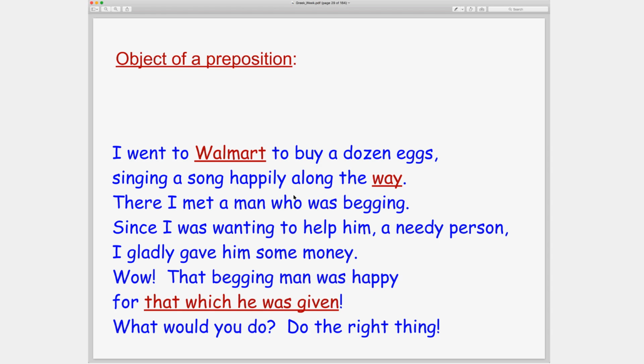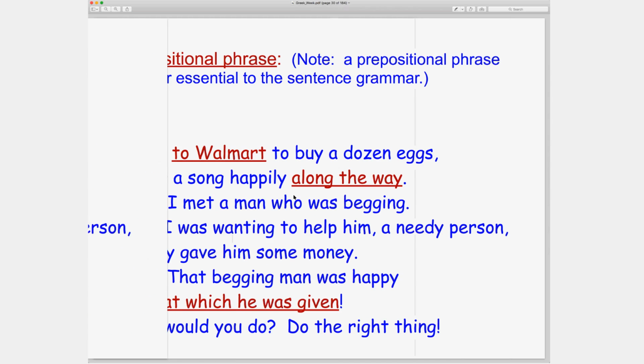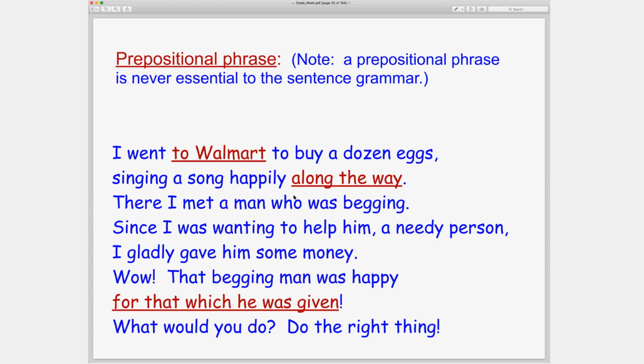Putting the two together forms a prepositional phrase. I went to Walmart. Along the way is a prepositional phrase. For that which he was given is a prepositional phrase. A prepositional phrase is never essential to the grammar.